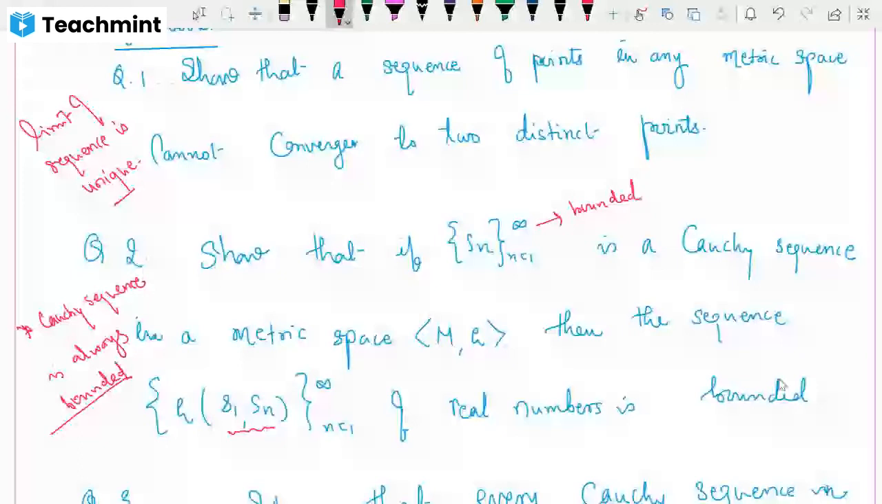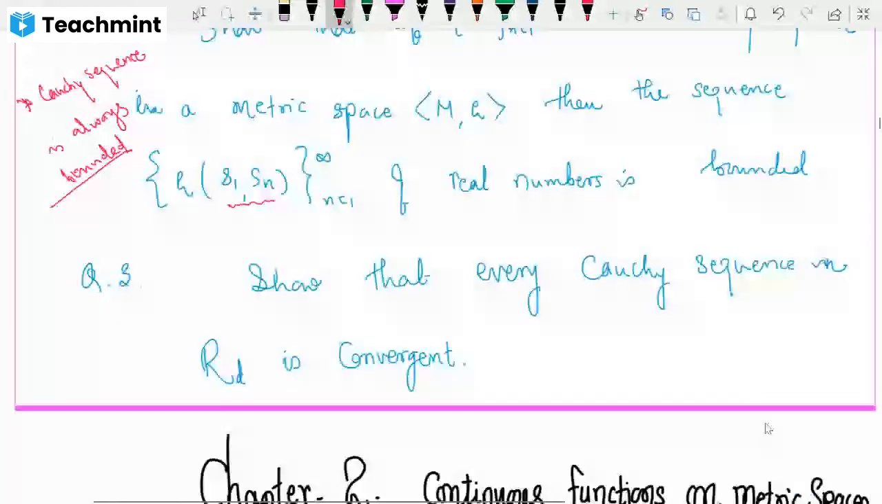And third example, show that every Cauchy sequence in R_D is convergent. What is R_D? R_D means the discrete metric space. So in a discrete metric space, every Cauchy sequence is convergent. In general, it is not true, but in R_D it is true. In R^1 it is also true. So you should do it as homework.